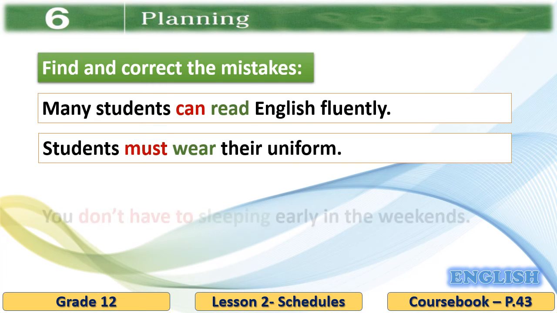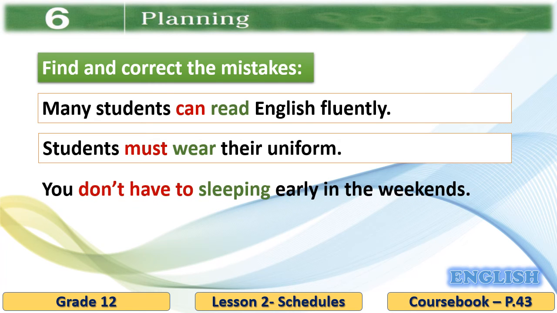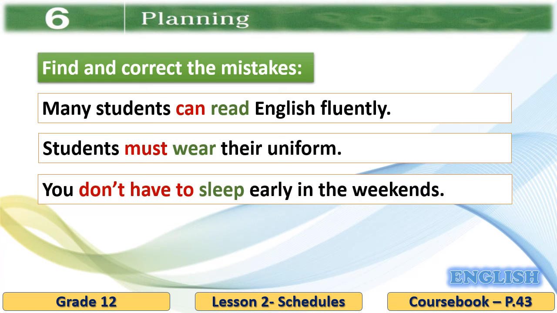What about the third and the last example here? You don't have to sleeping early in the weekends. Again, the modal verb don't have to is followed by sleeping, and sleeping here is not an infinitive verb. It is a gerund one because it ends with ing. So we can make it correct by changing it into the bare infinitive sleep.